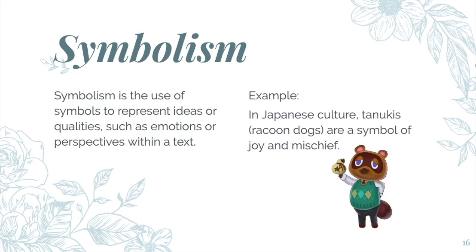Essentially, symbolism isn't going to be the same. It's going to change based upon culture and one's society, because culture is based off of a system of beliefs, and symbols are based off of those beliefs. They stem from them. For example, in Japanese culture, tanukis, or raccoon dogs, are a symbol of joy and mischief. For us in the Western world, it's just a symbol of debt, especially if you play Animal Crossing.